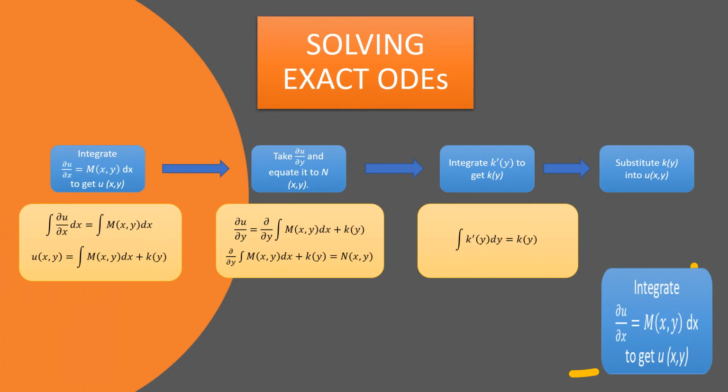So this is how we solve exact ODEs for first order. The first step is to integrate M dx to get u over here, as you can see, and then we take du/dy and equate it to N. From here we equate it to N to get our k prime(y), and then after that we just integrate k prime(y) to get our k(y), and we substitute k(y) into the equation.